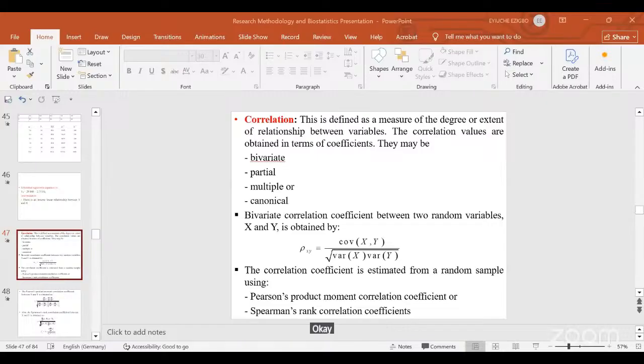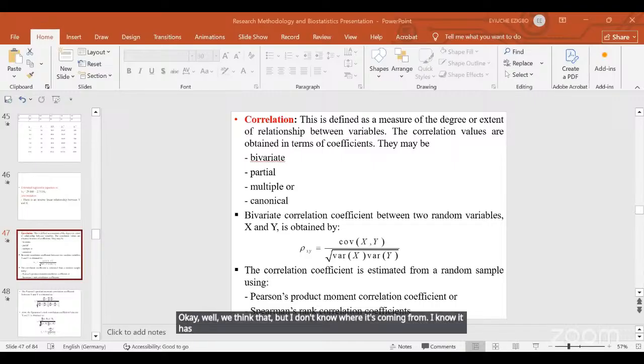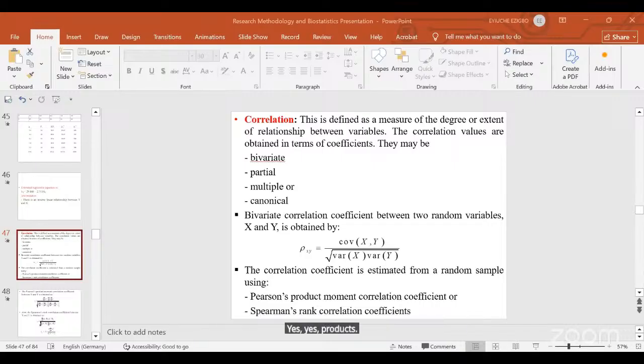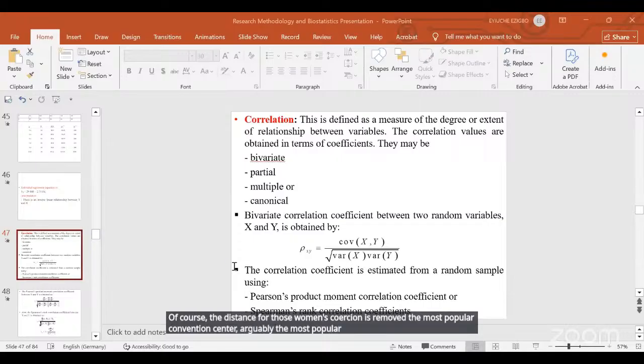Okay, I will take that, but I don't know where it's coming from. I know it as Pearson's product moment correlation coefficient. Apart from that method, there are still other authors that came up with other methods. Of course, the Pearson's product moment correlation coefficient is arguably the most popular method of estimating the population correlation. Is that clear? But apart from that, there are still other methods.